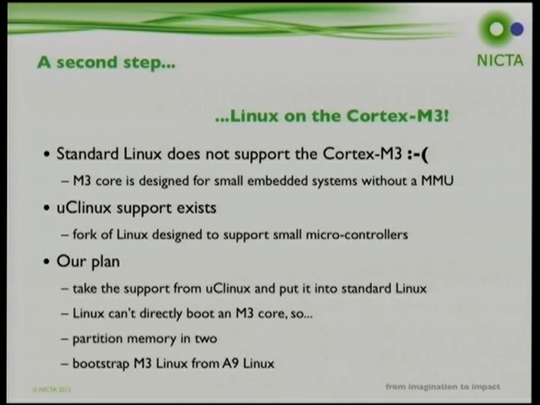So our first step was to take this support from uClinux and merge it into standard Linux and try and get an M3 running standard Linux. The hardware didn't really support booting an M3 core directly. So to do this, we partitioned the memory into two, and we were trying to bootstrap an M3 from the currently running Linux on the A9s.